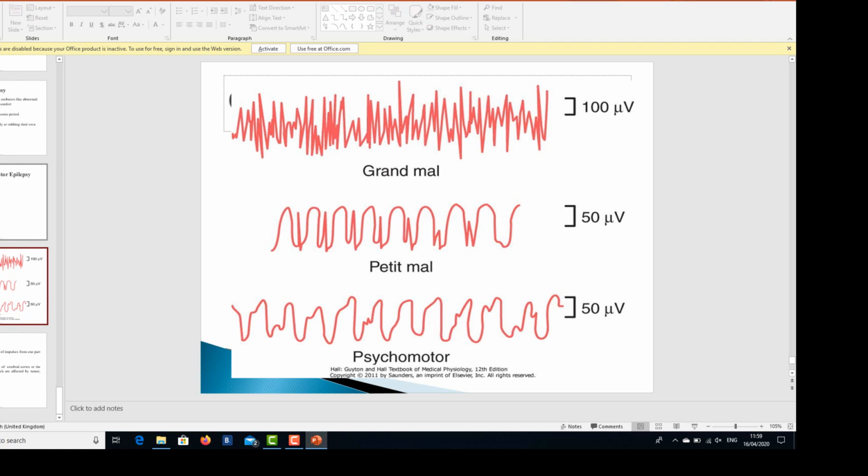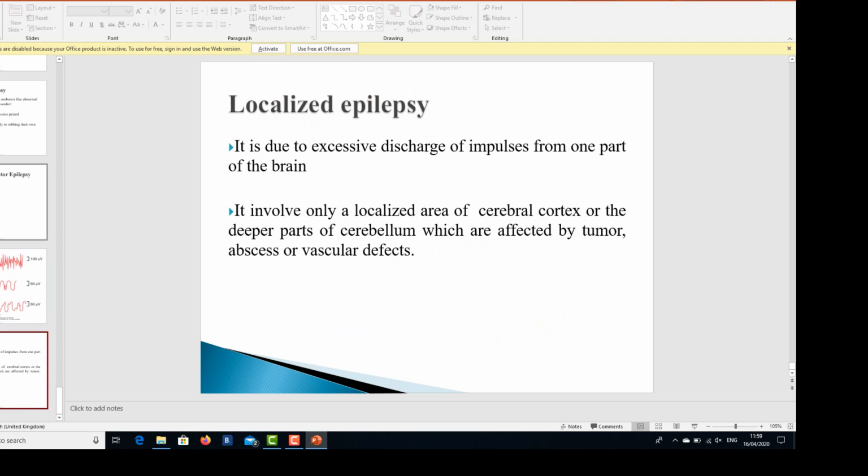You can see the different waves which are seen in different types of epilepsy. In grand mal you can see, in petit mal, in psychomotor. So with the help of electroencephalogram we can find out which type of epilepsy is there. Localized epilepsy is due to excessive discharge of impulses from one part of the brain, and it involves only a localized area of cerebral cortex or the deeper parts of cerebellum which are affected by tumor, abscess, or vascular defects.